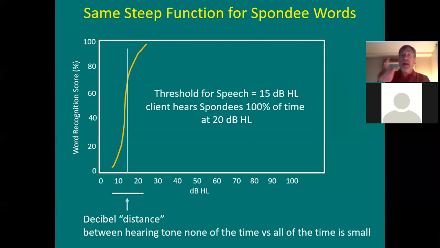Okay, and only spondee words in speech will give a steep PI function. Sentences won't. Single-syllable words won't. Nothing will. Syllables won't. The only words whereby you present those words at a level the guy can hear, go down 10 dB. Present those words.